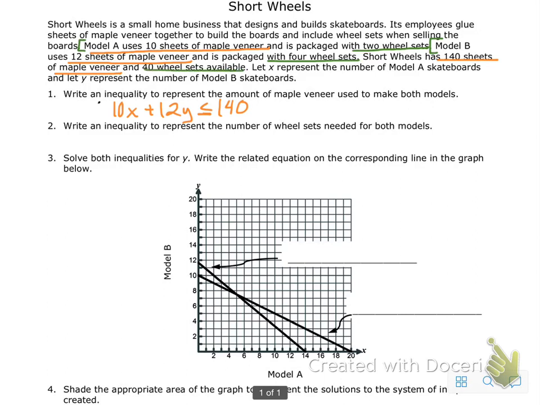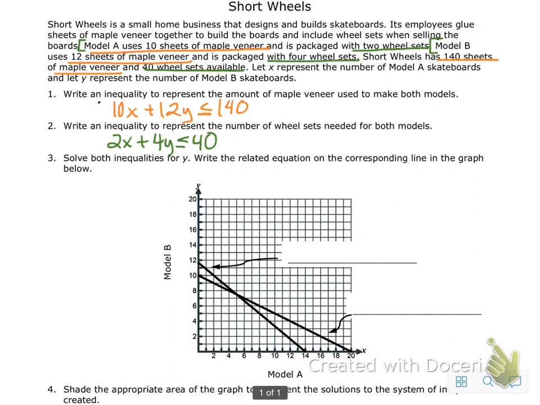So again, we're going to do basically the same thing, right? Model A is X, and Model A uses 2 wheel sets per package. So we have 2 times X plus Model B with 4 wheel sets, so 4Y. Then the maximum available is 40, right? We can't go over the number 40. If we go over the number 40, we cannot make that final set. So we are less than or equal to 40. And those are our equations.